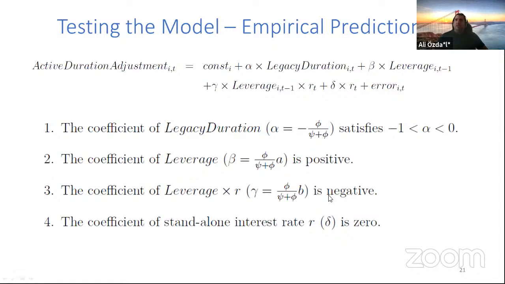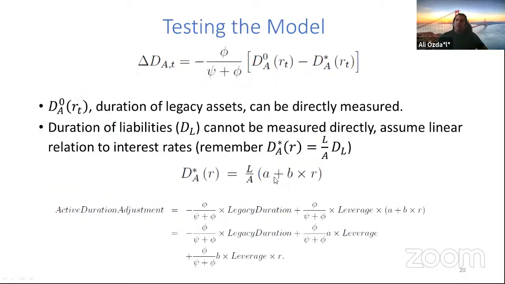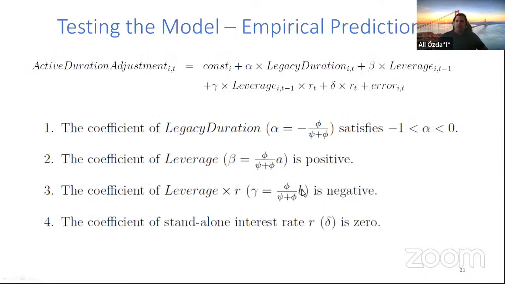All right. Why is it a negative number? Remember, the duration of liabilities is given by A plus B times R. And because there's a negative relationship between the duration of liabilities and interest rate, we expect this B to be negative. Because we expect this B to be negative, we expect the coefficient of leverage times interest rate to be negative. So this is another prediction of the model.